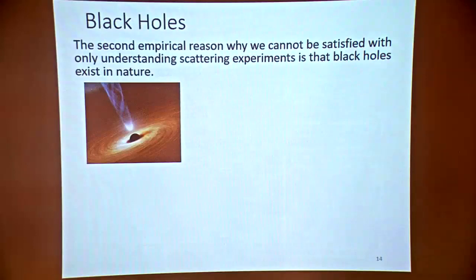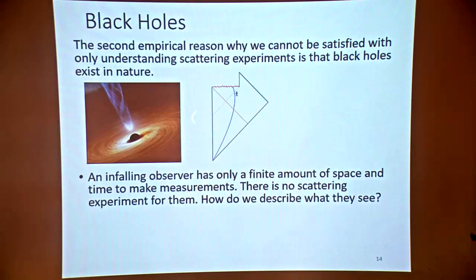The second empirical evidence that we cannot be totally satisfied with just understanding scattering experiments has to do with the existence of black holes. The reason is that if some observer, so this is a Penrose diagram for the black hole, and here is a trajectory of some observer that falls into the black hole, an infalling observer has only a finite amount of space and time to make any measurements before they hit the singularity. So there's also no scattering experiment for them to do. So how do we describe what they see? There must be such a description.